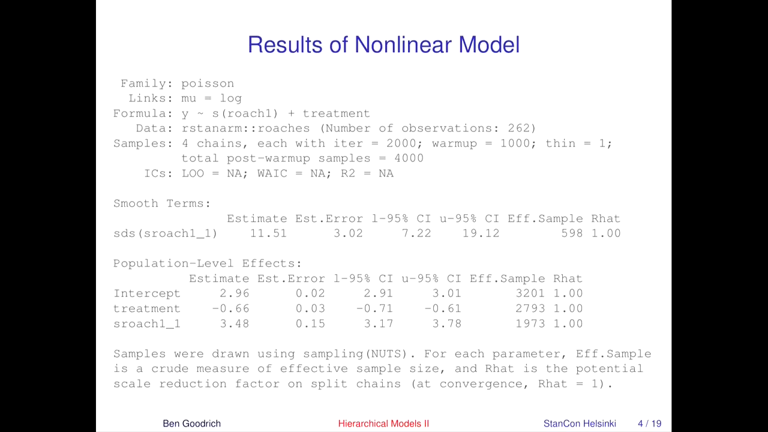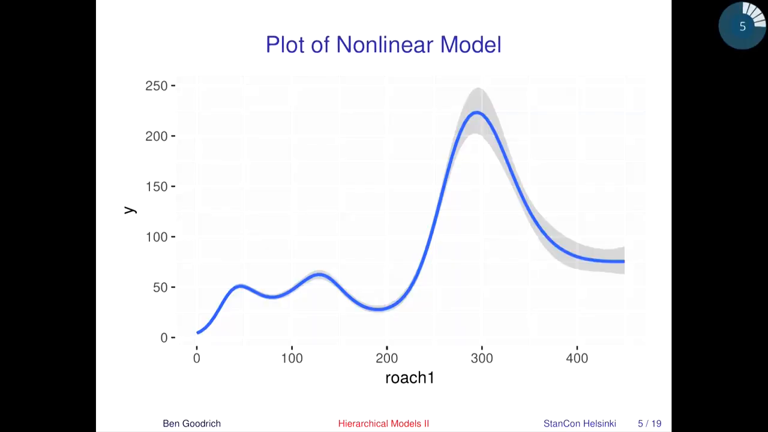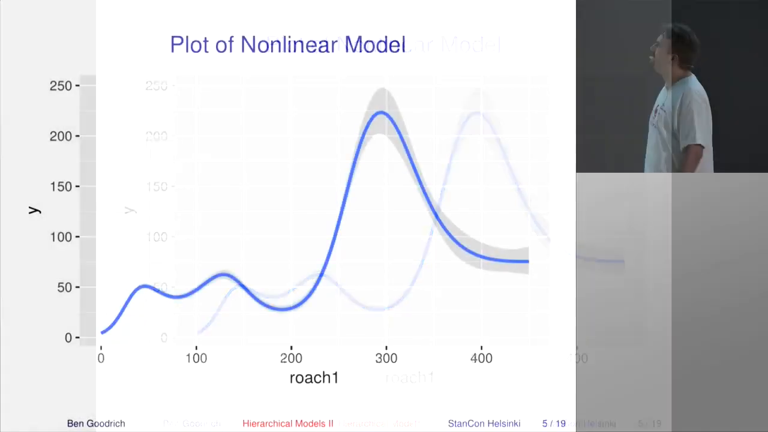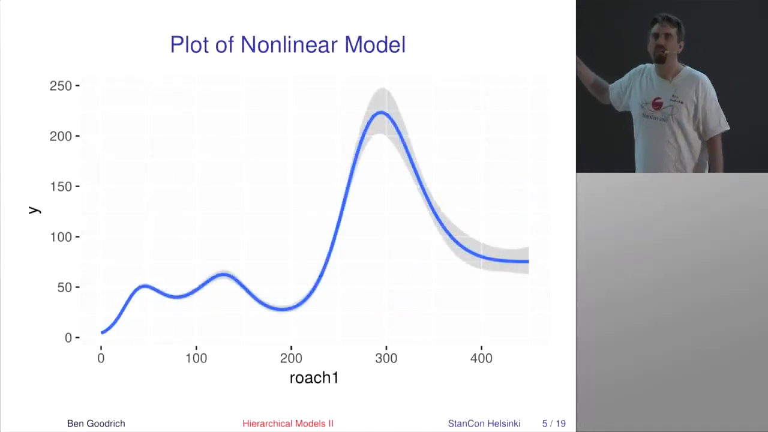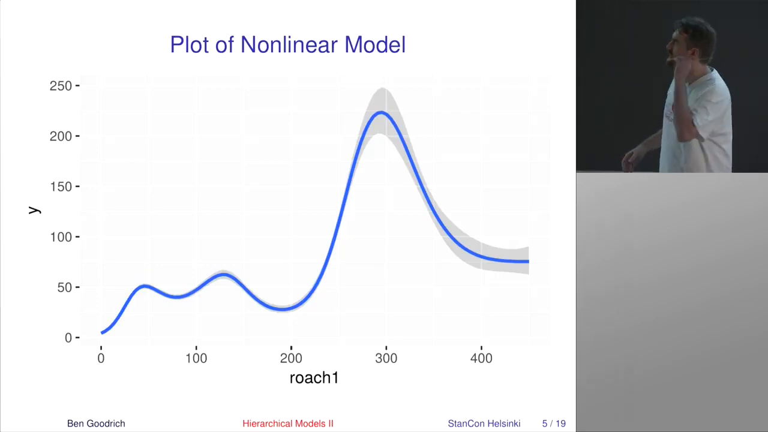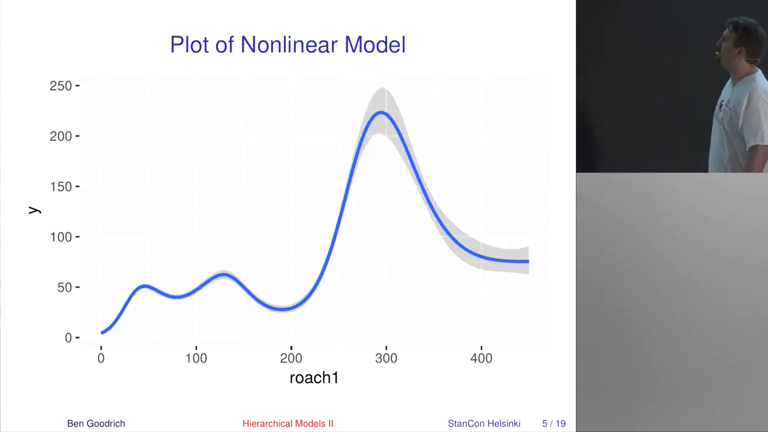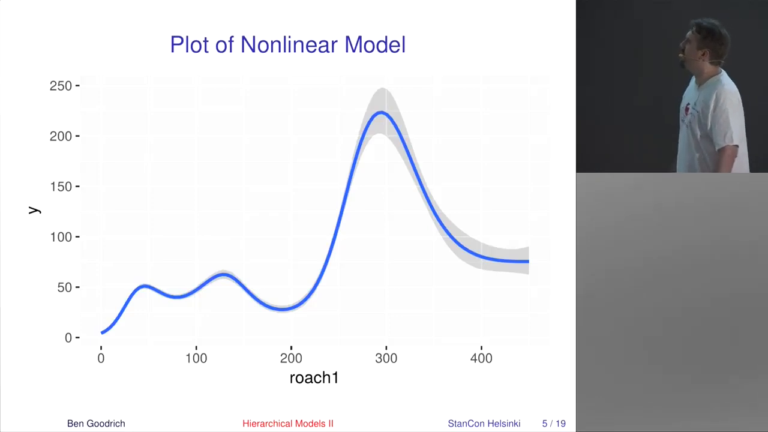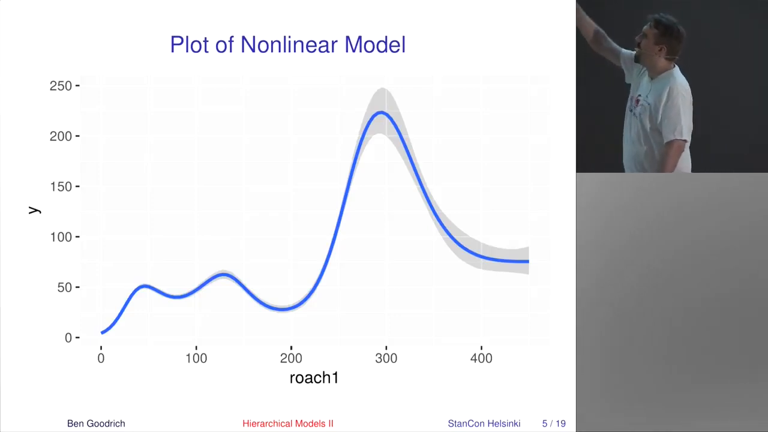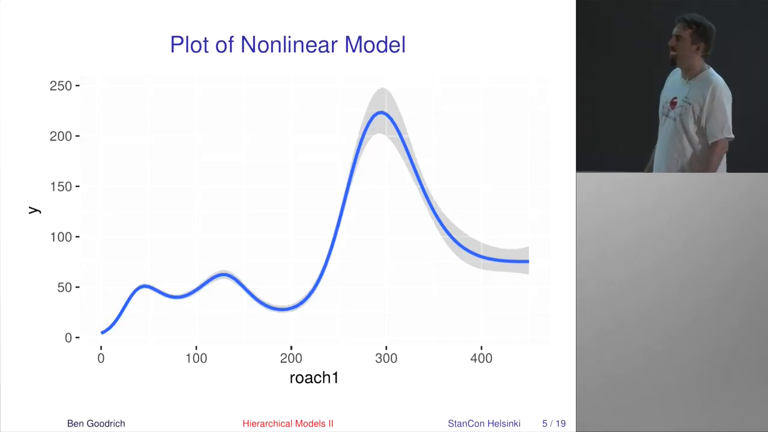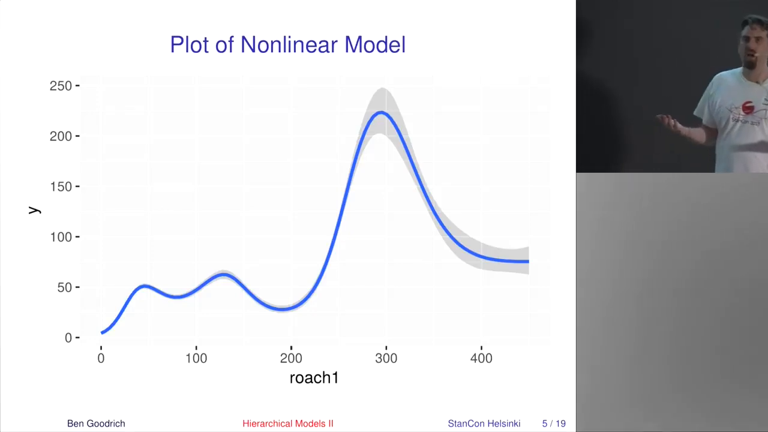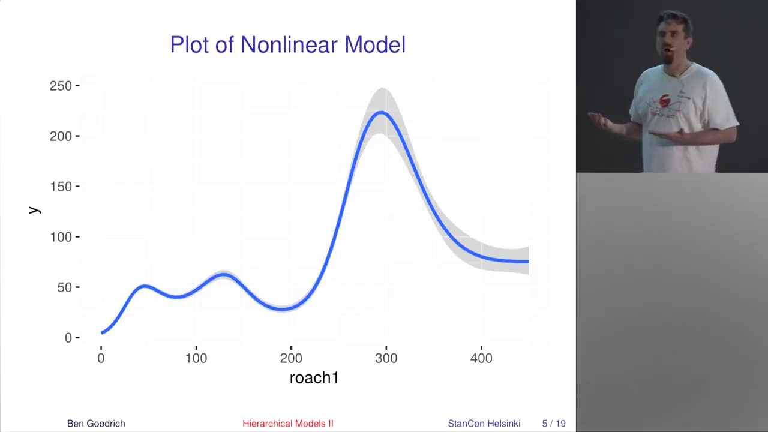Now, that's a little bit hard to interpret, but BRMS has a plotting function for these nonlinear models. And if you call that, you get something like this describing your posterior distribution. So you can see why it said, okay, there's a positive relationship between the number of past roaches and the predictions for the number of future roaches.